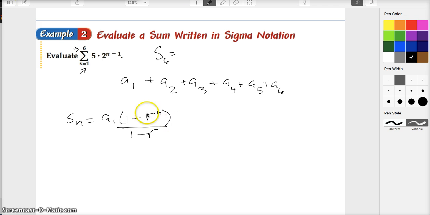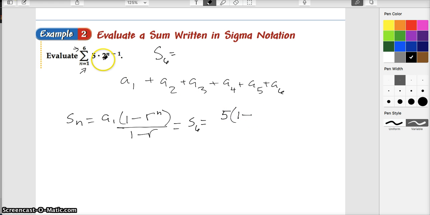And so we need to figure out what these values are in order to satisfy this problem. We're trying to find s sub 6, summing all the way up to s sub 6. Think about the first term. If I put 1 in here for the first term, I have 2 to the 0. The first term would be 5. So a sub 1 is 5, and then 1 minus r.